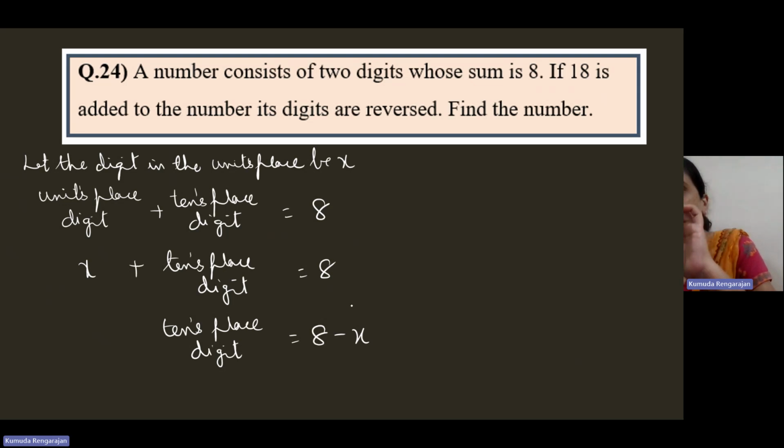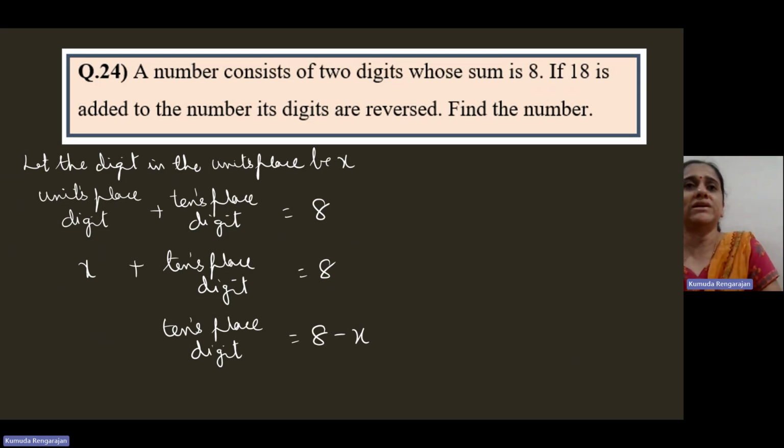If the digit in the units place is x, then the digit in the tens place will be 8 minus x. Now don't get confused. There should be only one digit, but there is 8 minus x. How can the tens digit be 8 minus x? It's an expression. You will understand once we completely solve it. So let the digit in the units place be x, so the digit in the tens place is 8 minus x.